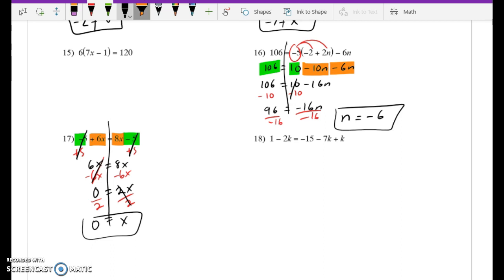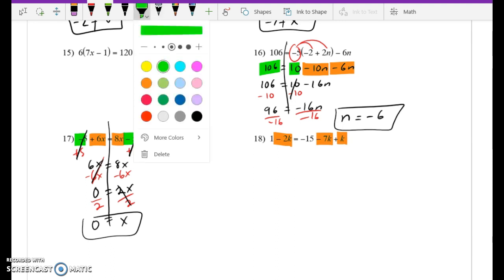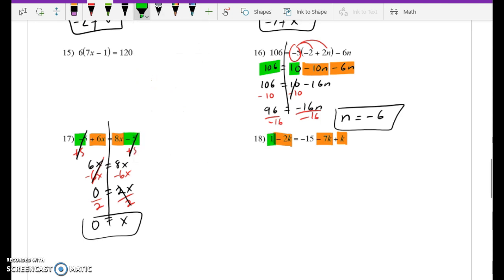Now for 18, I have a negative 2k, negative 7k, and a k. On this side I have 1 and a negative 15. Draw my line. As you can see, I have two oranges on the same side, which means I can combine them. This gives me negative 15, and that gives me a negative 6k. I still have a 1 minus 2k on the other side.